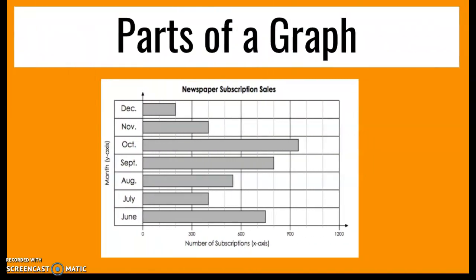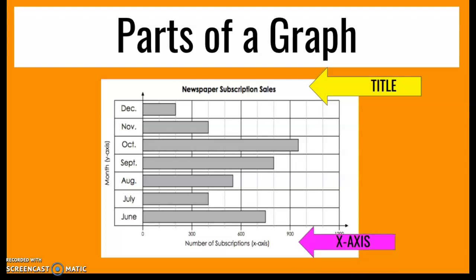So in a graph, we have different parts as well. Some of them are the same, like as in title. All graphs need a title. This one is newspaper subscription sales. And so we know that it's going to be measuring the sales of a newspaper. Subscription means that people have ordered it and they're getting it over and over again.